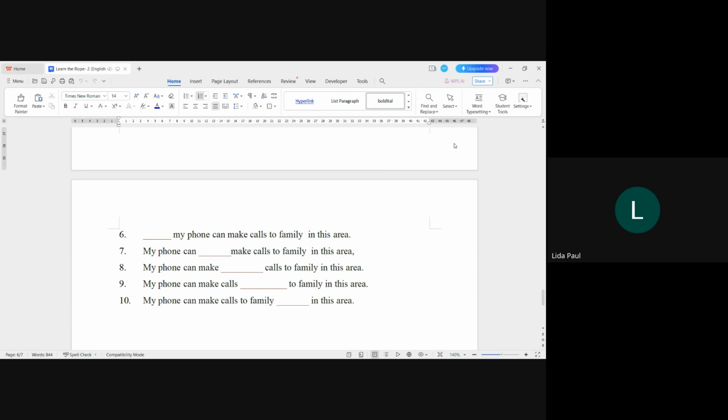Okay. "My phone can make calls only to family." Nothing else, only to family in this area. Nobody else. If you're single and living in that area, you won't get a call from that. Only to family, right? Last one: "My phone can make calls to family only in this area." Where is the emphasis? On the area, right? In this area. So you will get a call from that phone only if you live in that area, nowhere else, right?